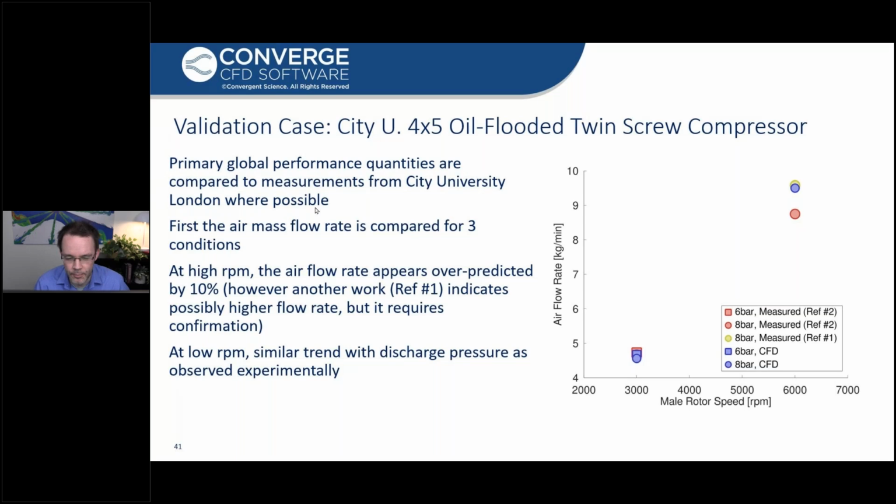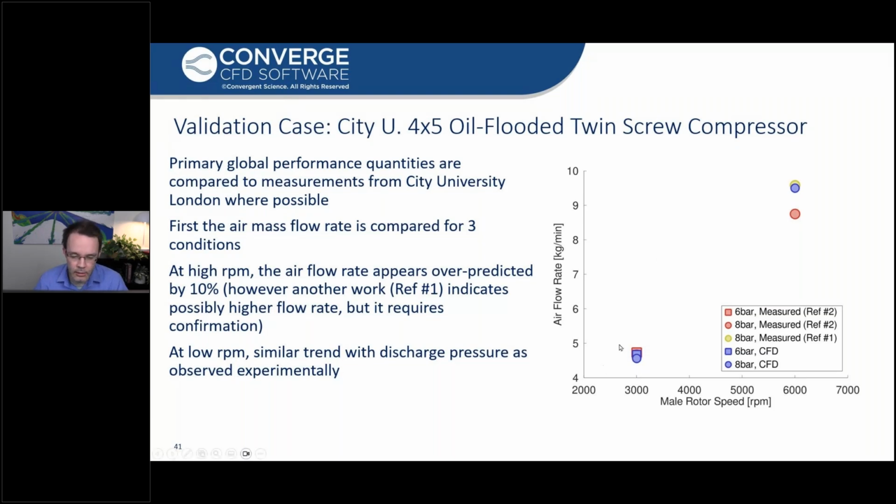And when we compare it to the measured results, there's a couple main metrics we look at. The first is the air flow rate. The air flow rate is compared for 2 different test cases, a low speed and a high speed. Also 2 different pressures were looked at. But to simplify the comparison, we'll just look at the simulation results, which are the blue curves at the higher pressure, the 8 bar, for the 2 different speeds, compared to the measurements. For the measurements, we see those in the red and the yellow marks. And in all cases, Converge did a great job to accurately predict the air flow rate.